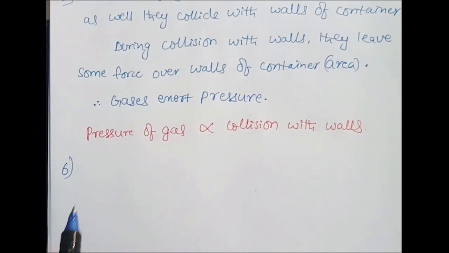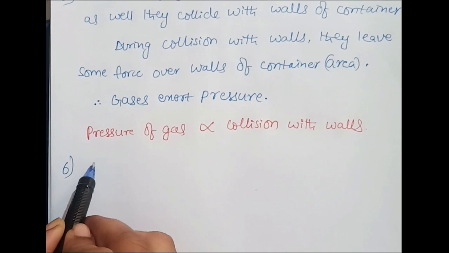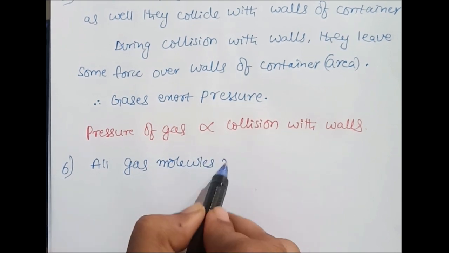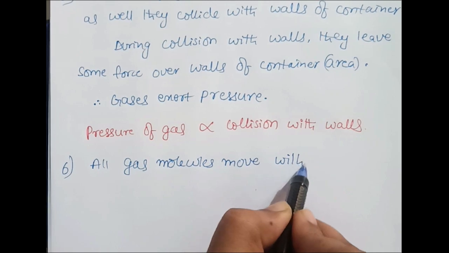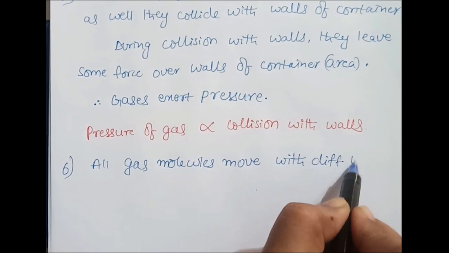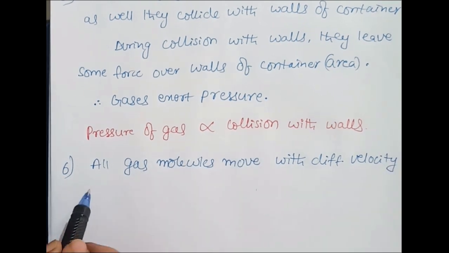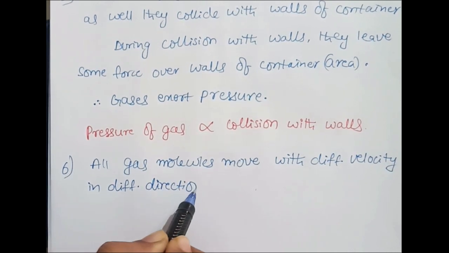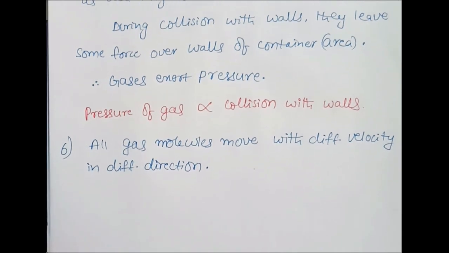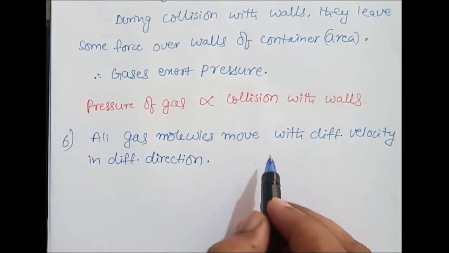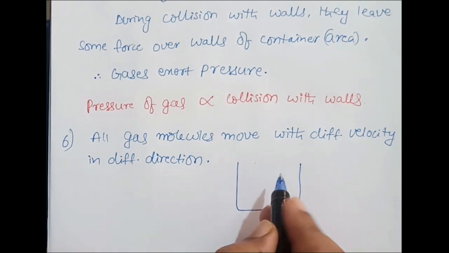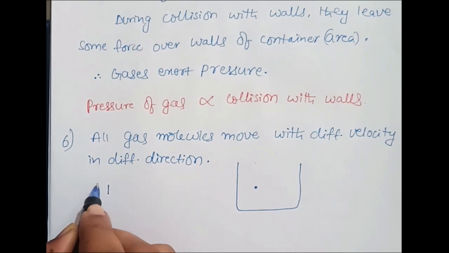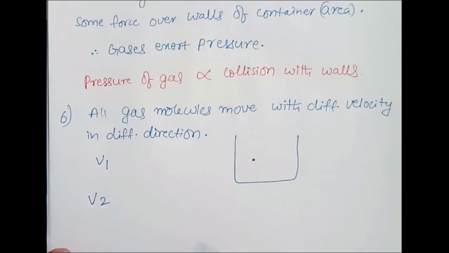Now the next point, a very useful point. All gas molecules move with different velocity in different directions. This means the velocity of gas molecules is different in different directions. I'll explain this point, which is very useful in the derivation. In the container, you take two molecules, molecule number 1 and molecule number 2. The velocity of molecule number 1 and the velocity of molecule number 2 are different. That is what they said.